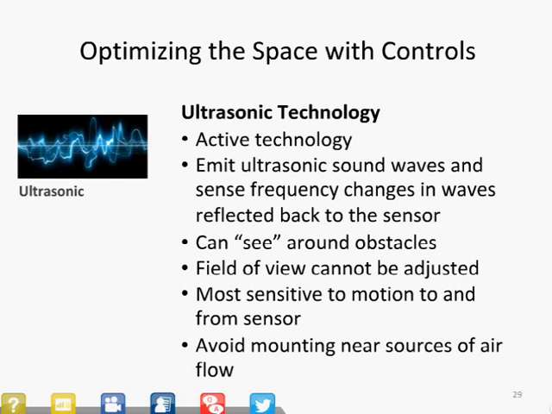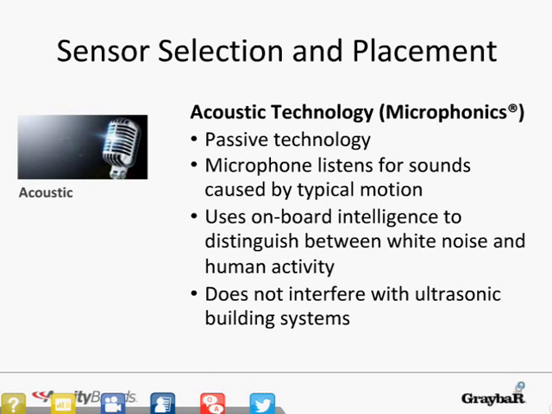The last technology is acoustic. Acoustic technology, or microphonics as it's commonly called, uses a microphone to listen for sounds caused by typical motion. It then uses advanced signal processing to distinguish between the white noise and sounds indicative of human occupancy. Acoustic detection is not a standalone detection method. It's almost always combined with PIR to produce a very reliable method of detection for many applications. PIR sensors with acoustic and PIR are called passive dual technology sensors.